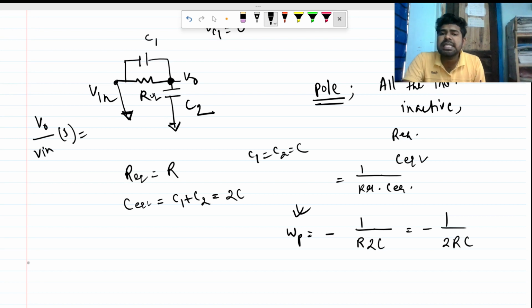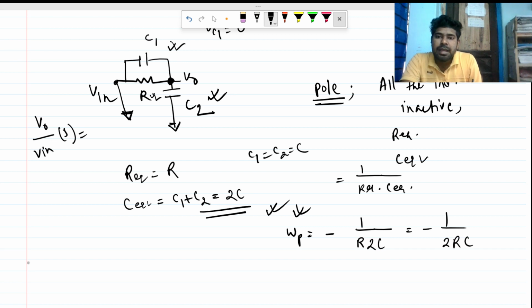Now the question is, is there any zero? Before coming to zero, I am doing another thing. Basically we have two capacitors, so the maximum number of poles can be two. But here we are getting only one pole. How? Basically the effective capacitance is a single capacitance like this.